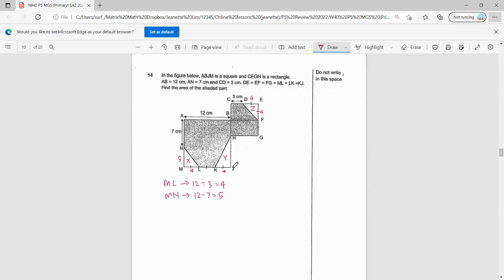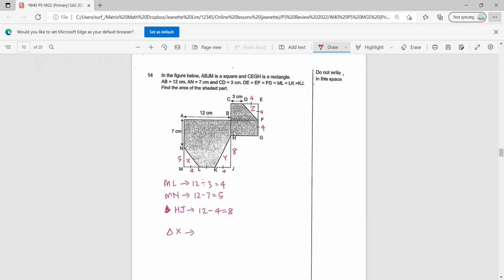How about this one? HJ, how to find? We know this is 12, right? This is 12. Then this is 4. So the height of triangle Y is 12 minus 4. Oh no, this is HJ. 12 minus 4. Wait, why 12 minus 4? This one 12, right? Then this one 4, right?